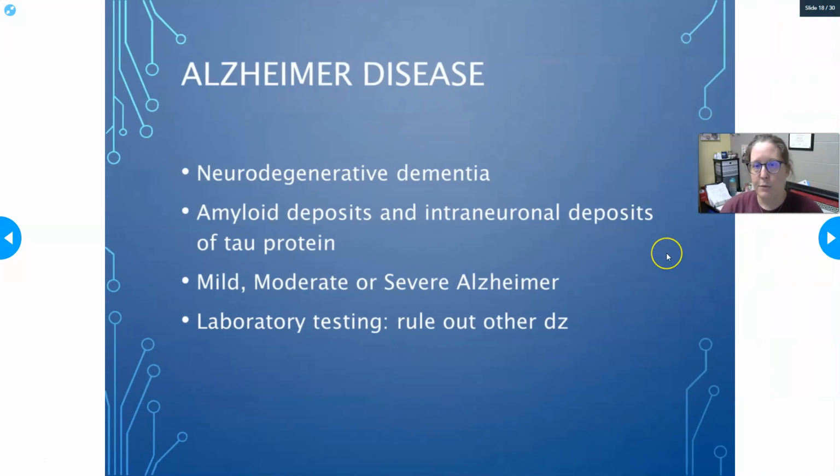Alzheimer's disease is a specific dementia, a neurodegenerative dementia. What happens is there are amyloid deposits and intraneural deposits of tau protein. If you think of it, it's like a gumming up of the system, just like the sticky proteins in there, and it causes loss of function and problems. Patients can have mild, moderate, or severe Alzheimer's, depending on what stage they're at. What we do in the lab is basically rule out other diseases. There's not a specific diagnostic test yet for Alzheimer's disease.